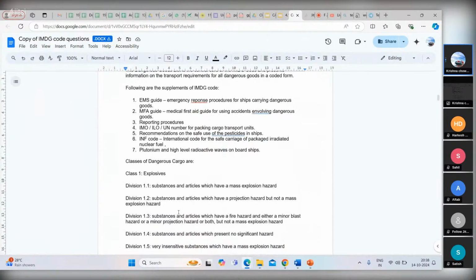Following are the supplements of the IMDG code: EMS guide, emergency response procedures for ships carrying dangerous goods; MFAG, medical first aid guide for use in accidents involving dangerous goods. Then there are reporting procedures, UN number for packaging cargo transport units, recommendations for safe use of pesticides, and the INF code, international code for the safe carriage of packaged irradiated nuclear fuel, plutonium and high-level radioactive wastes on board ships.